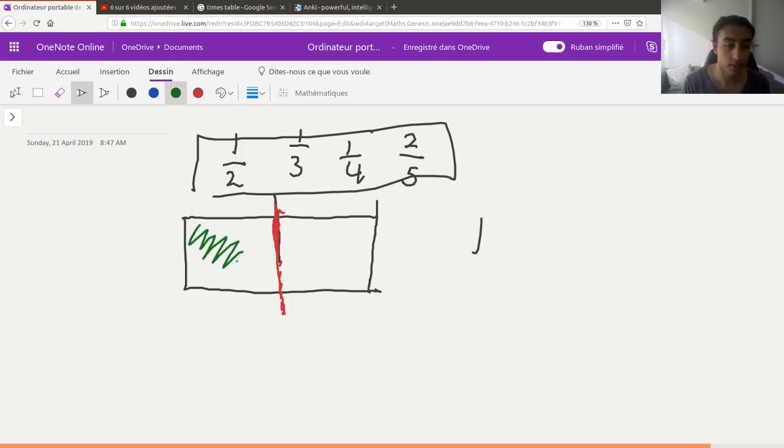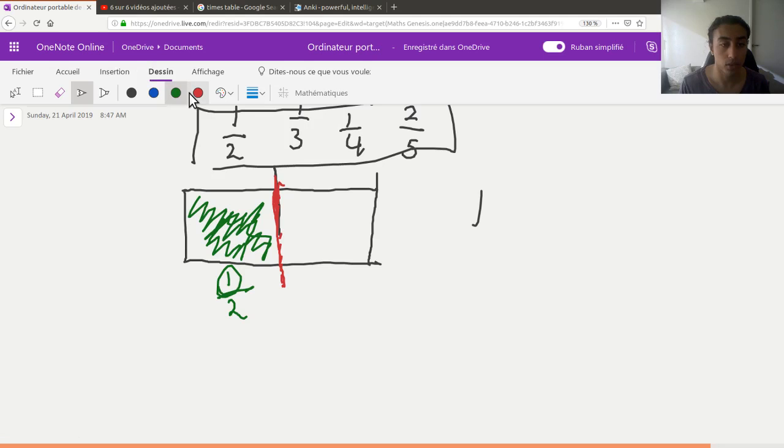So we have this one here, this half. So we call this a half. And what this green stuff represents is 1/2 of the chocolate bar. So what it is, it's like one, right? We have one chocolate bar, and it's been divided by two. Now let's have another situation.